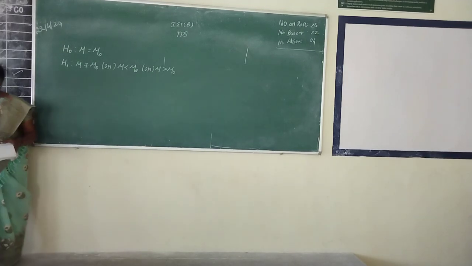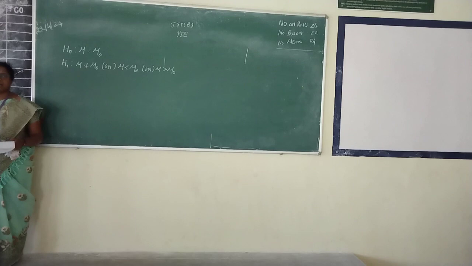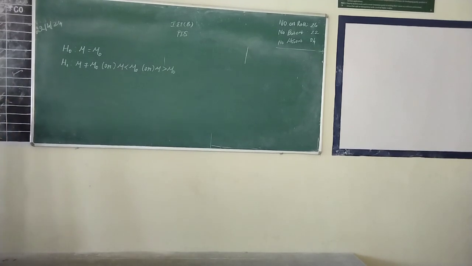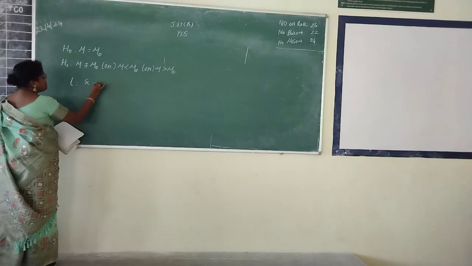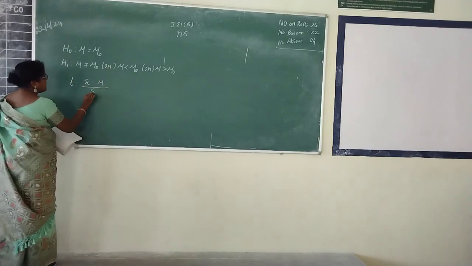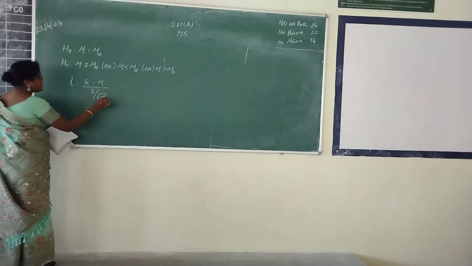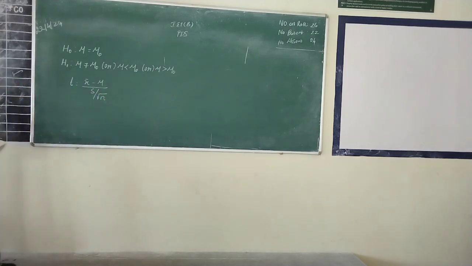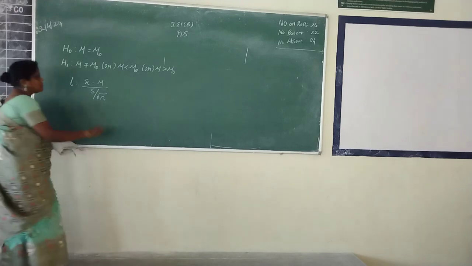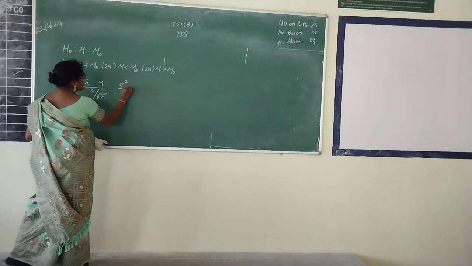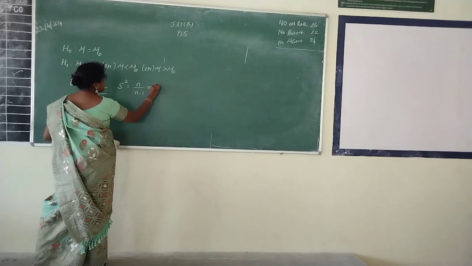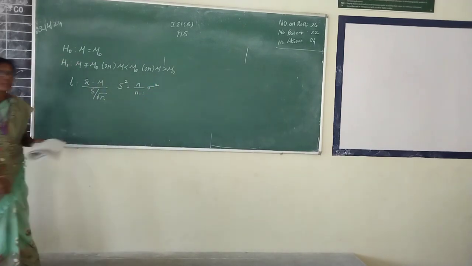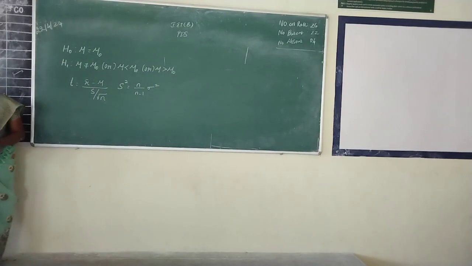The test statistic is t equal to x bar minus mu divided by capital S by root n, where capital S square is equal to n by n minus 1 into sigma square.